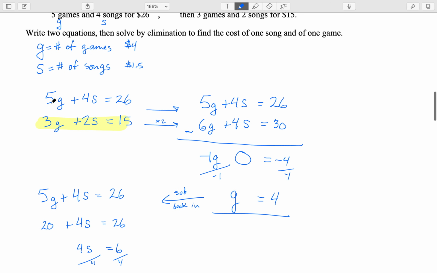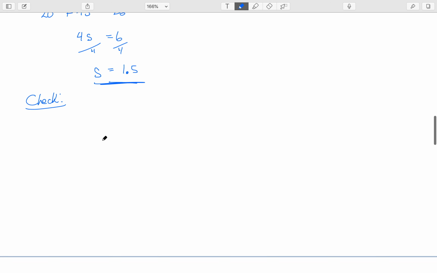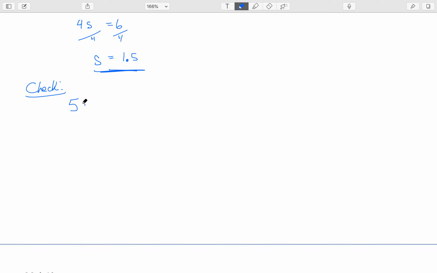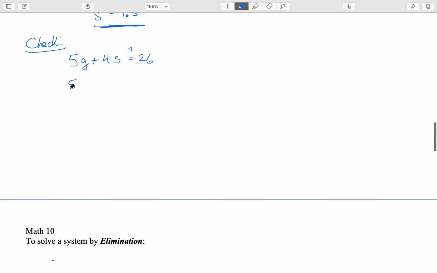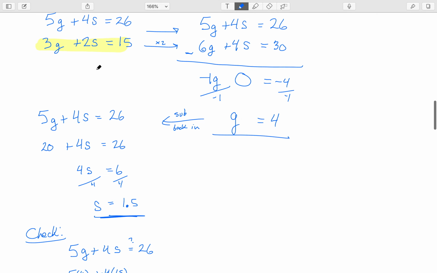Check, I'm just going to go to this initial equation. 5 games, 4 songs, make sure it makes 26. 5 games, 4 songs, is it equal to 26? I don't know. Let's find out. Games are $4. So this is 5 times 4, and 4 times 1.5. So 20 plus 6. Yes, it works.